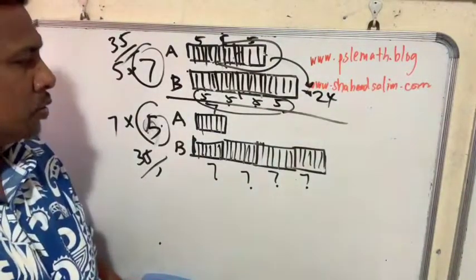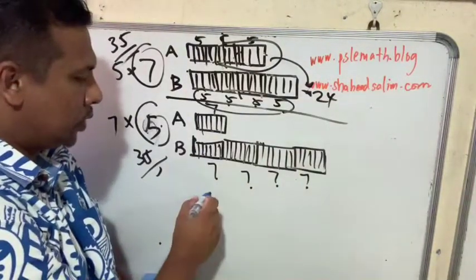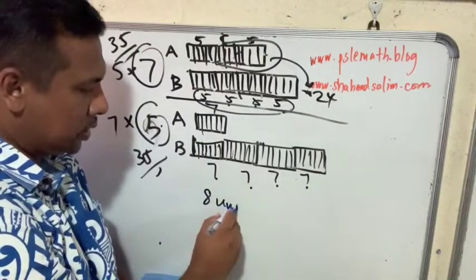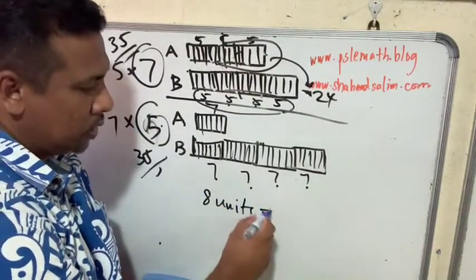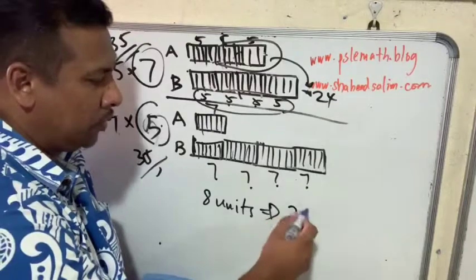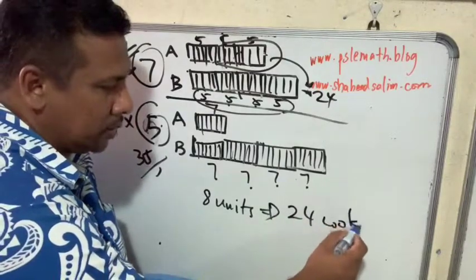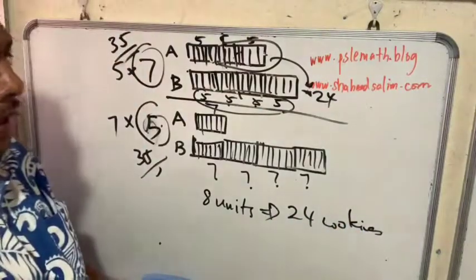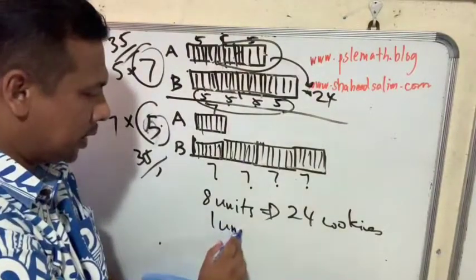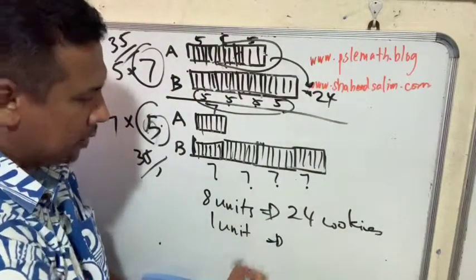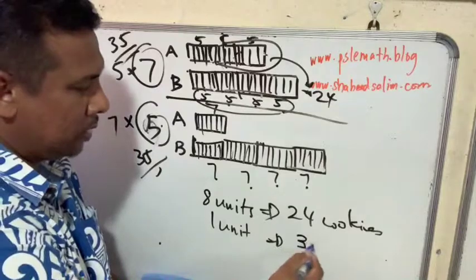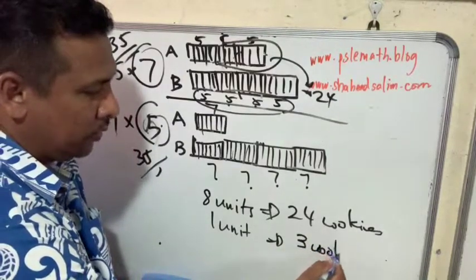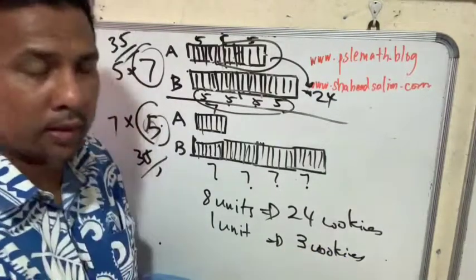Okay? So this means that the 8 units is actually 24. So 8 units is 24 cookies. And 1 unit, you divide it by 8, you get 3. 24 divided by 8 is 3 cookies.